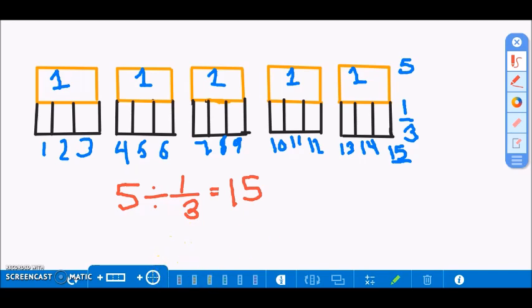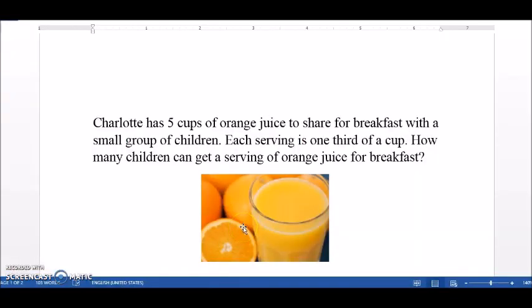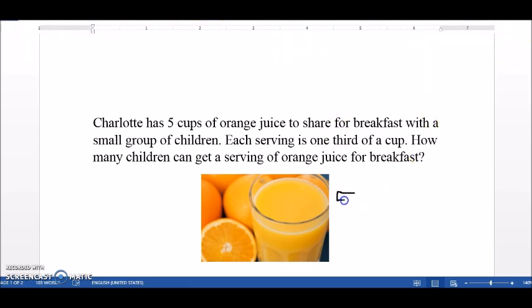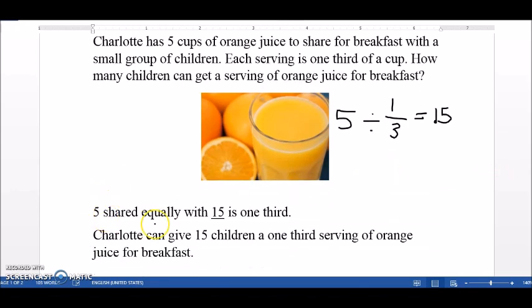Now, let's go back to our problem. We wanted to find out how many children could get a serving of orange juice for breakfast from Charlotte. Our number sentence is simply 5 divided by 1/3 equals 15. Charlotte can give 15 children a 1/3 serving of orange juice for breakfast.